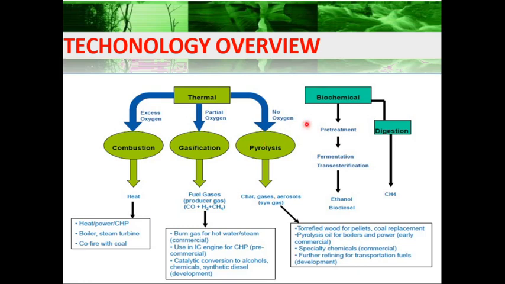Now the second type is the biochemical process. In the biochemical process, the waste material goes through pre-treatment. After pre-treatment, it is fermented and trans-esterification is done. It gives out ethanol or biodiesel. Again, through the biochemical method, the waste material is digested and we get methane gas, for example biogas and many other household use gases.